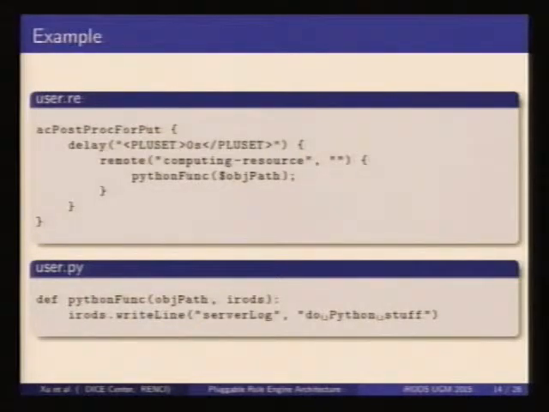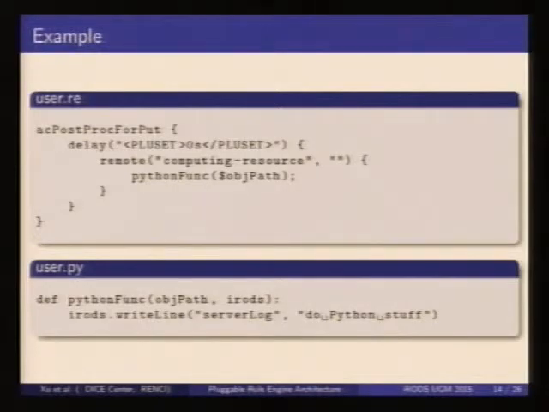The top part is the good old iRODS rule language. Here, people who are familiar may recognize you can do acPostProcForPut. That's a policy enforcement point, and you can do a bunch of stuff. Usually in a production system, you want to delay this rule, and you also want to remote this rule so you can run your computation at the resource which has the computational power.